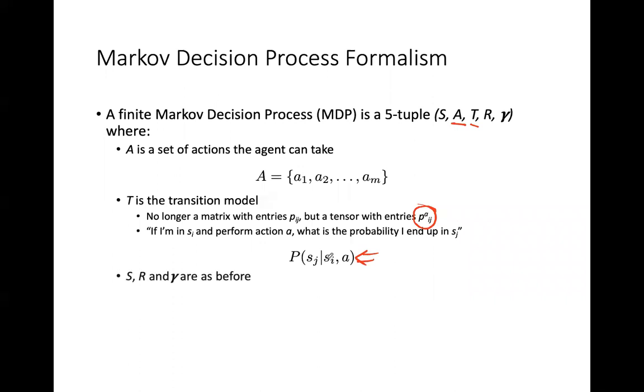The other things are just as before. S is the set of states, R is the reward function, and gamma is the discount factor. And this defines a Markov decision process. So much like we did with the Markov chain, let's now work through an example. It will really help make some of these things a little less abstract and maybe help crystallize some of these ideas. So, an example of a Markov decision process.